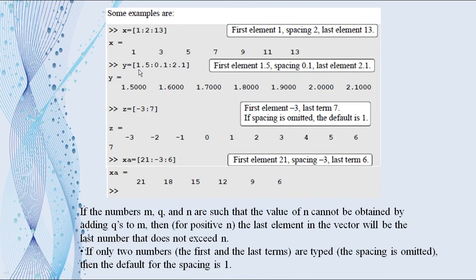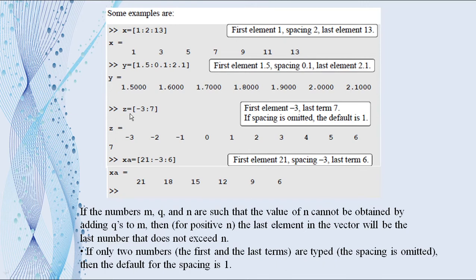y is equal to 1.5 colon 0.1 colon 2.1. So the first element is 1.5, correct to 4 decimals they have given, and 2.1 is the last element. The spacing is 0.1. So when you add 0.1 to this you get 1.6, adding 0.1 you get 1.7, like that 1.8, 1.9, 2.0 and then 2.1. 2.1 is the last term, so it stops.